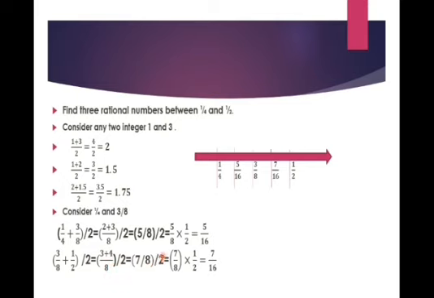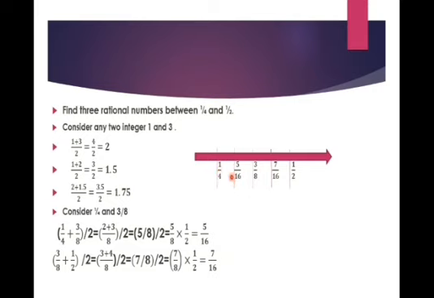It's not possible directly, so we multiply with the multiplicative reciprocal of 2, which is 1 by 2. 7 into 1 is 7, 8 into 2 is 16. We get another rational number between 3 by 8 and 1 by 2, which is 7 by 16. Then we get 3 rational numbers between 1 by 4 and 1 by 2: 5 by 16, 3 by 8, 7 by 16.